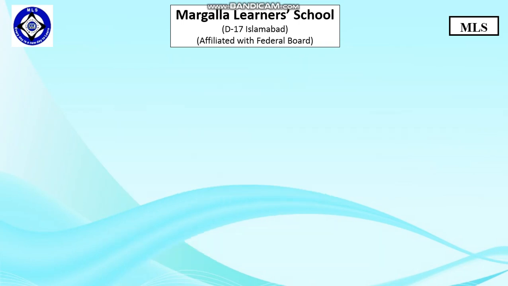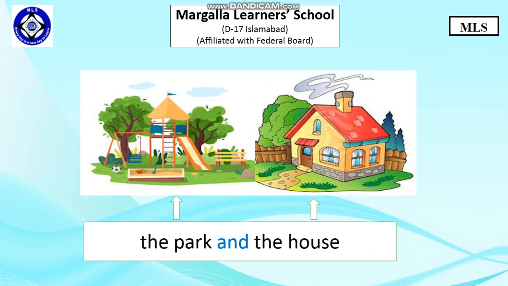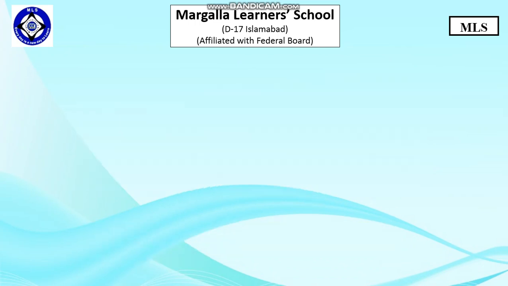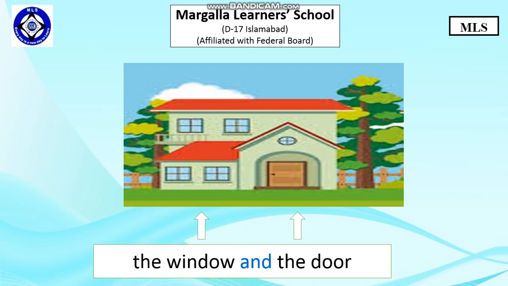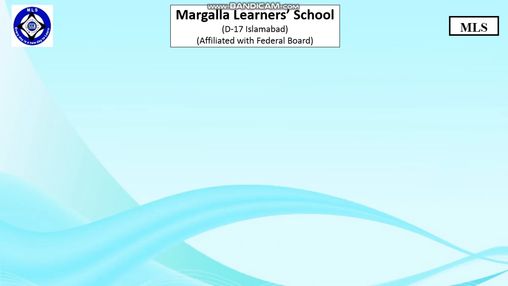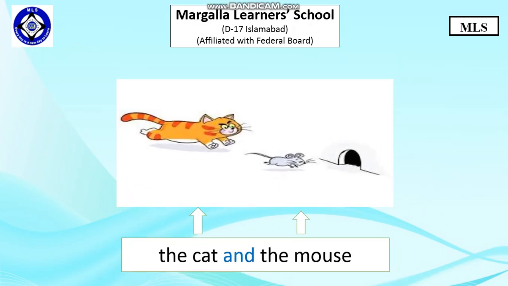The next thing that he can see from his window is the park and the house. Next, he can see the window and the door. He can also see the cat and the mouse.